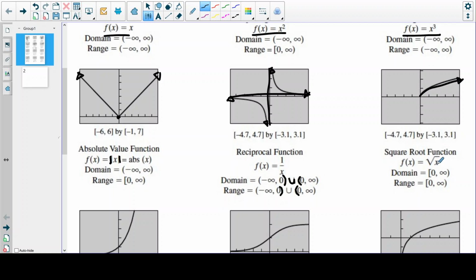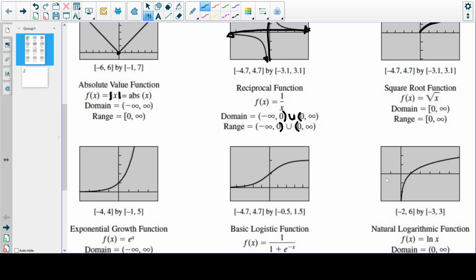And basically, what you'll need to know is the reason why there's no domain that's less than 0 is because if you have a negative under the radical, then it's undefined. So the function's not defined when it has a negative number. It's only defined when it's positive. So that's why it's like that.